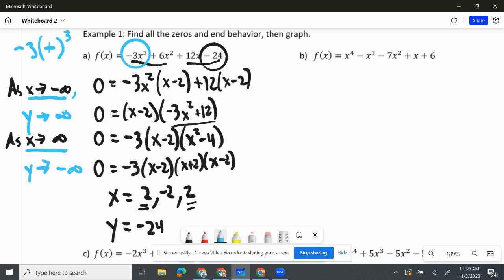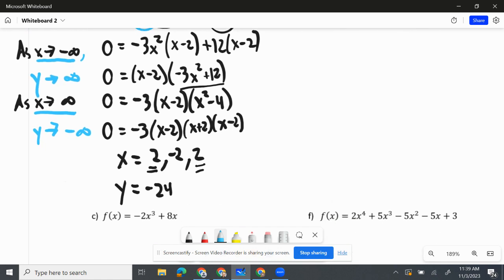Now I'm going to graph it. When I graph it, I'm going to first start off with plotting the x-intercepts. And so I have 2, I have negative 2, and then I have negative 24. I'm going to label the negative 24 so I don't have to put 24 tick marks.